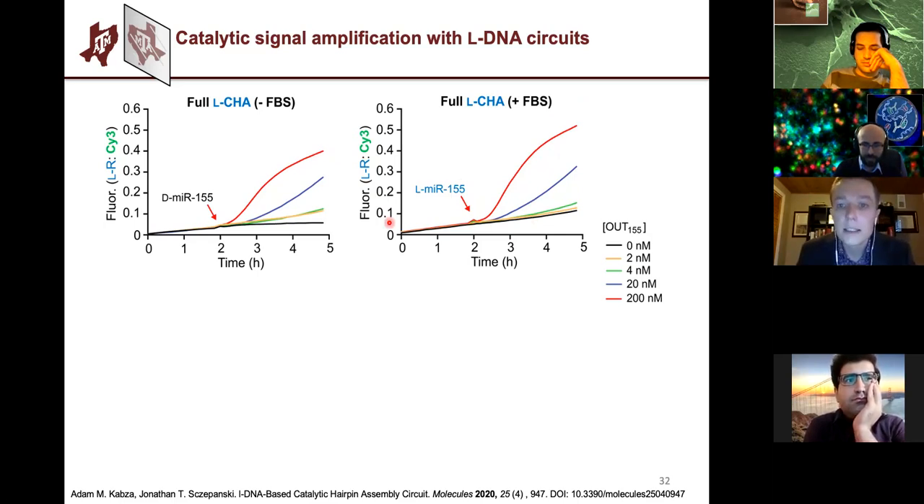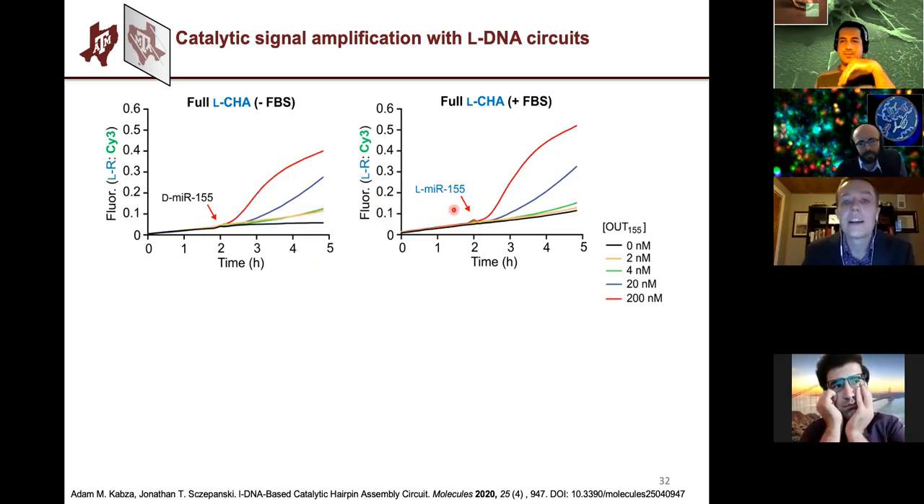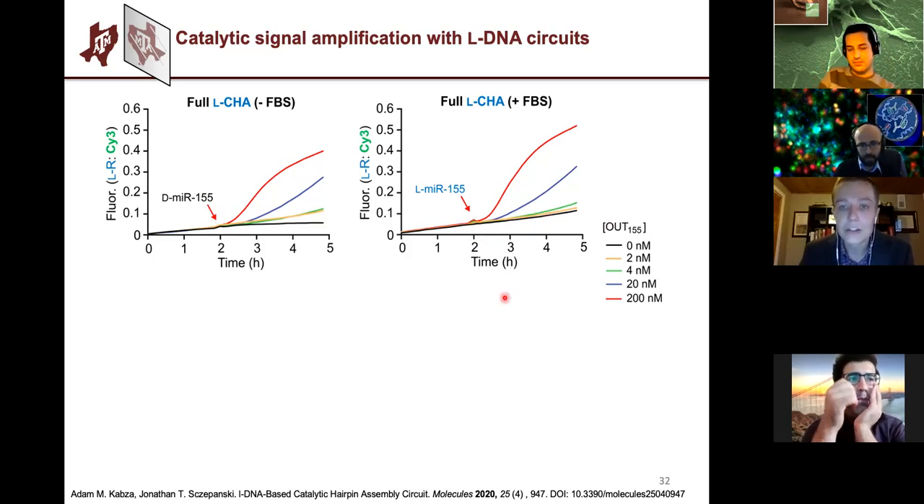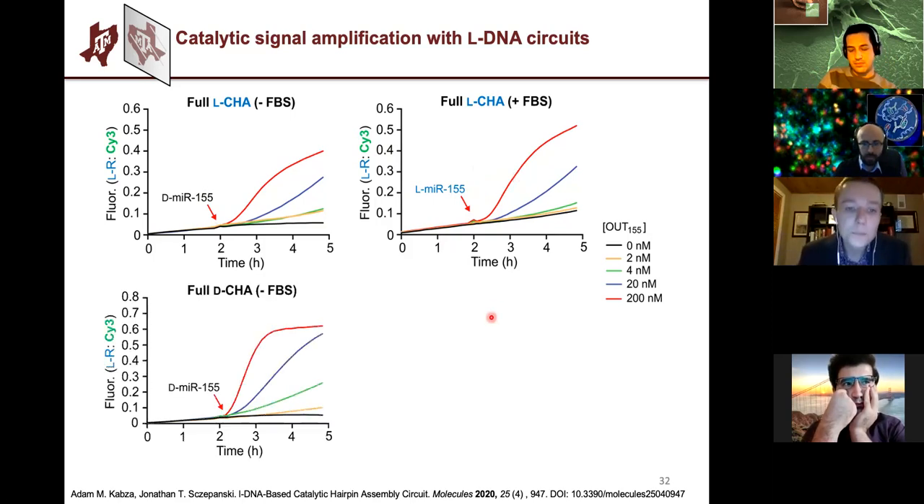It's got lots of nucleases and stuff. The problem with this, and what made it extremely difficult to show that this works in the case with a D microRNA input, is when I would add D microRNA to a reaction containing FBS, it would just annihilate the input before it could even activate the circuit. So for all of the reactions in FBS, I had to use just the L version of the 155 as a stable constant concentration input.